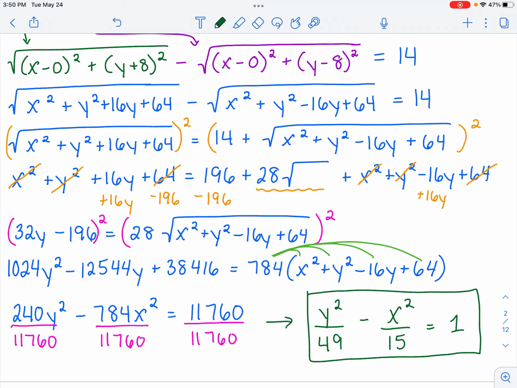So this is the equation from the definition, and we're going to talk next about the anatomy of a hyperbola and how to create their graphs. See you in the next video.